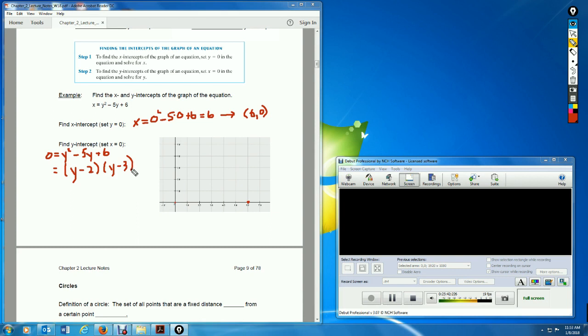And then using the zero product property, the solutions would be either y equals 2 or y equals 3, which means there's actually 2 y-intercepts, the points (0, 2) and (0, 3). Okay, so (0, 2) and (0, 3).